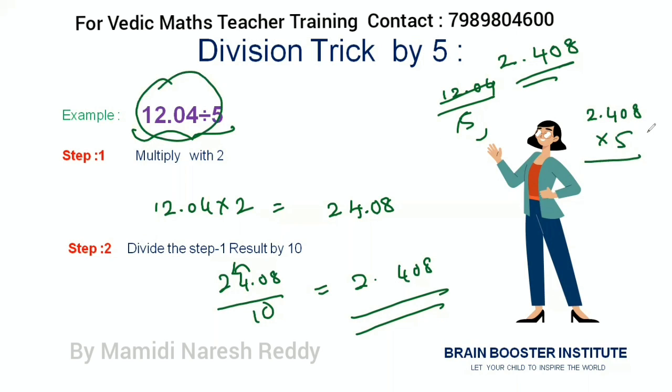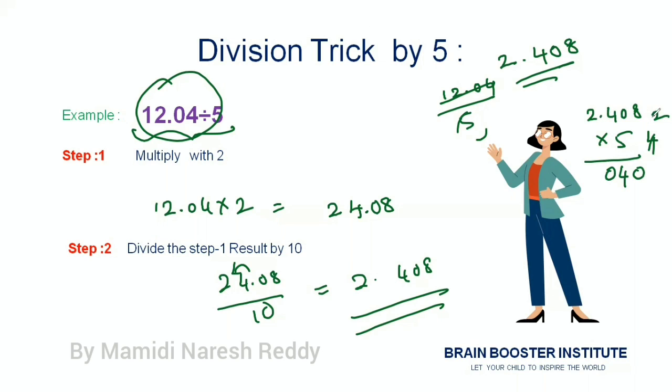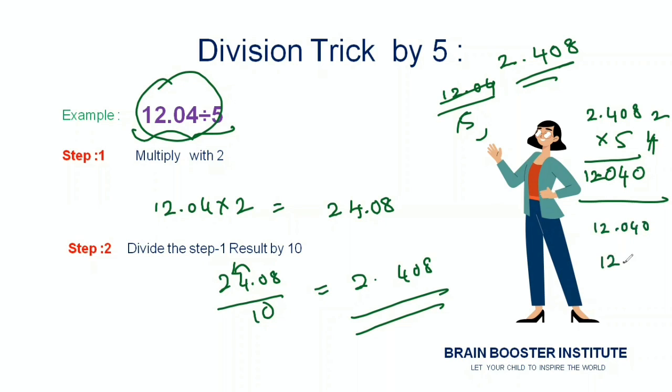Let's see. 5 8s are 40, my dear friends, and 0 plus 4 is 4, and 5 4s are 20, so we get here 20, and 5 2s 10, 10 plus 2 is 12. So in the multiplication, we need to put the point before the 3 digits from the right side. Same here also, so that 12.040 is nothing but which is equal to 12.04. So I think we got the same answer, my dear friends.